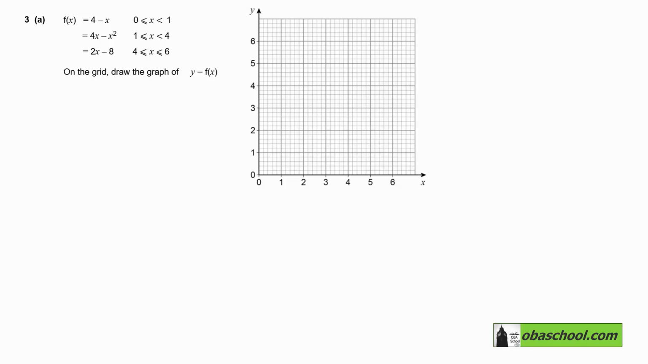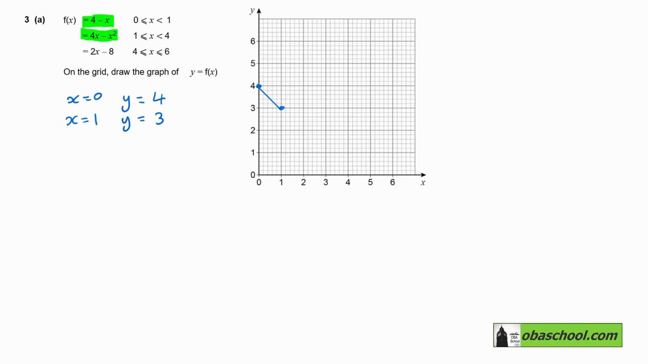So if we look at the first section, 4 minus x is a straight line. When x is equal to 0, y will be equal to 4 take away 0, which is 4. When x is 1, y would be equal to 4 take away 1, which is 3. So that section is going to go from 0, 4 to 1, 3. So that should be a straight line just there.